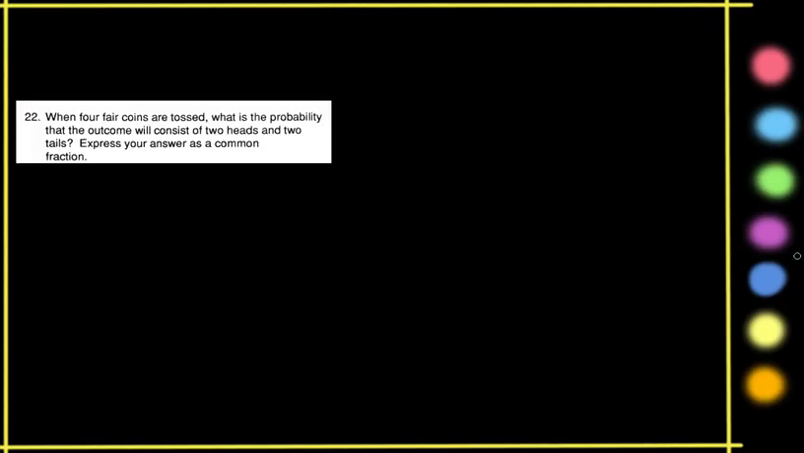All right, let's take a look at this one. When 4 fair coins are tossed, what is the probability that the outcome will consist of 2 heads and 2 tails? Okay, so here it's useful to know the combinations formula, because basically there's a lot of different possibilities when you toss 4 coins for what happens. If you think about it, there's 2 possibilities for what the first coin could be, there's 2 possibilities for what the second coin could be, 2 possibilities for the third coin, and 2 possibilities for the fourth coin, and you multiply those all together to get the total number of possibilities, which is 16.